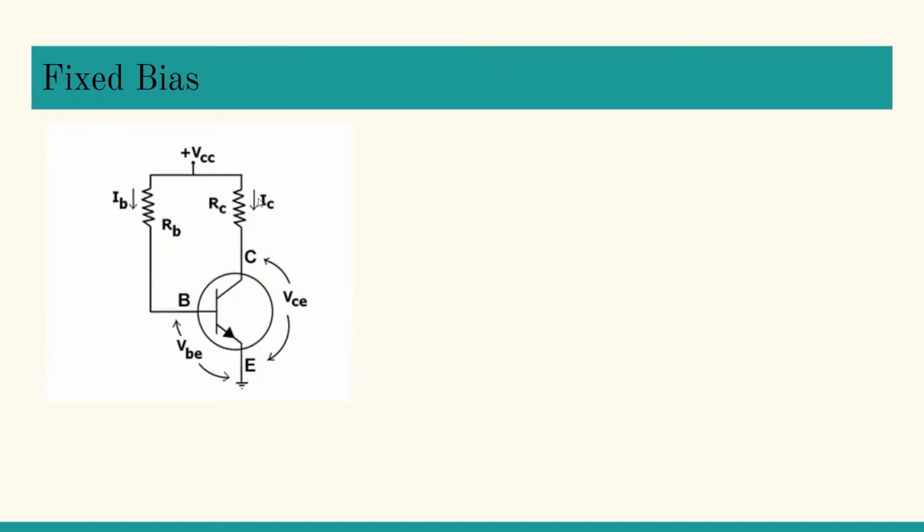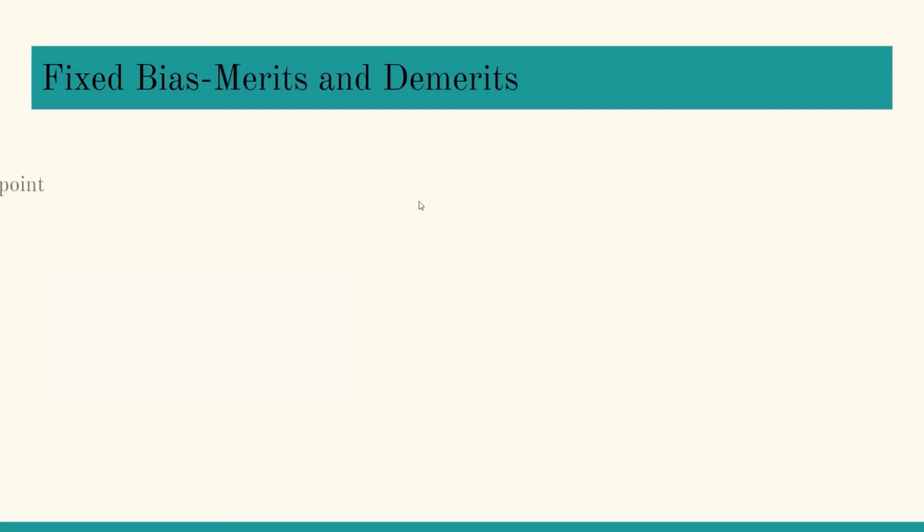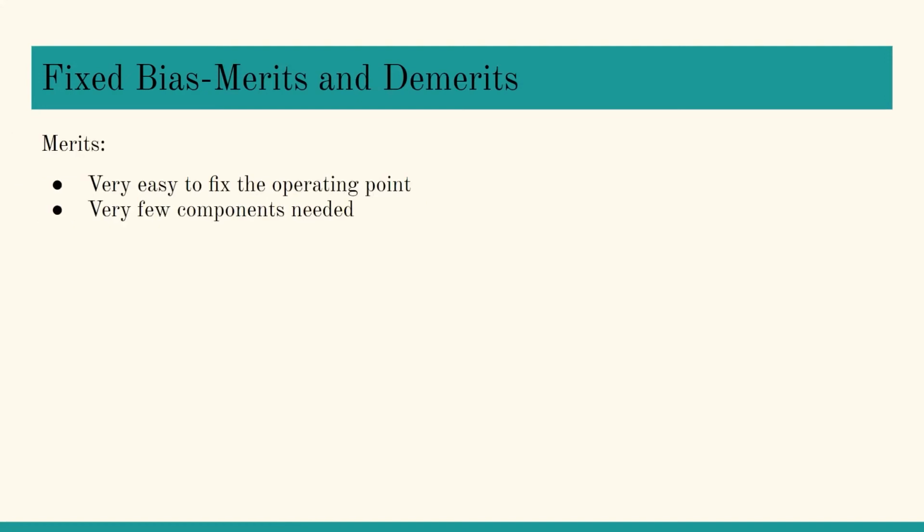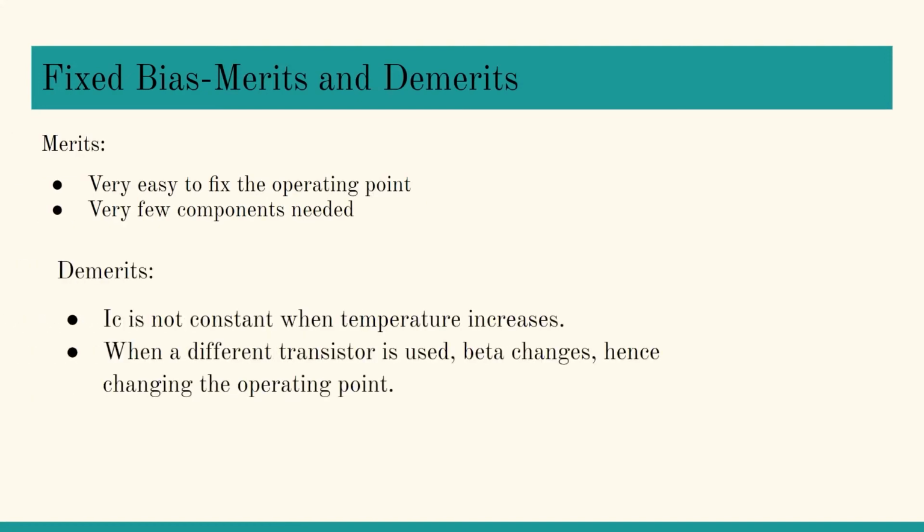But there are certain demerits also. This IC does not remain constant. It is temperature variable. As the temperature increases, IC may also increase. That is why the operating point can also change. So that is one of the demerits of this particular circuit. Okay, so these were the merits and demerits. You can take a screenshot quickly. Whatever I have said, I have just summed it up in this slide. You can quickly take a screenshot.